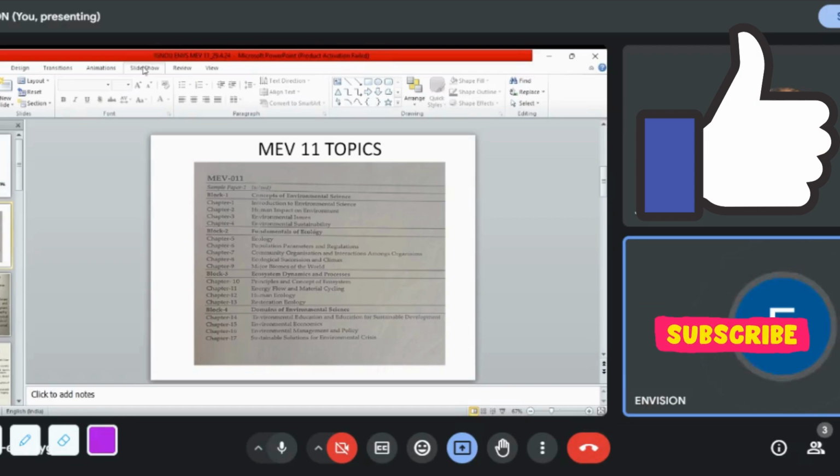In block 3, we have ecosystem dynamics and processes, consisting of chapter 10, the principles and concepts of ecosystem. What is an ecosystem? It's the functional unit of ecology, and what are the concepts of the ecosystem, how it is maintained between different species. In chapter 11 we have energy flow and material cycling, how energy flows and is transferred from sunlight through the plants to the herbivores to the different levels of the food chain, and ultimately is converted back into the air.